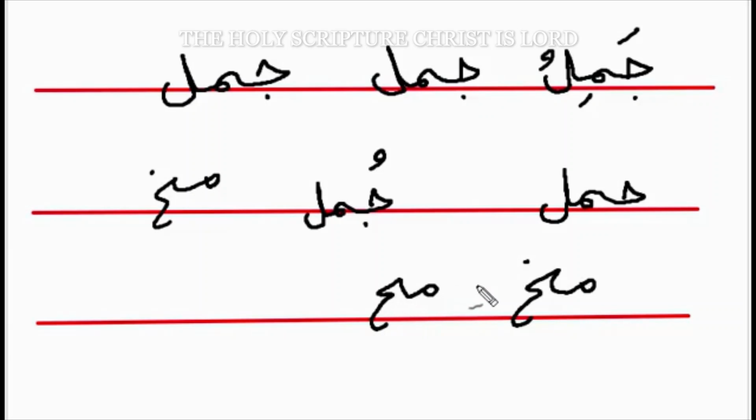If you miss it, people won't understand. This is a different word. Let's come in with the word where the letter Jim or Ha or Kha is in the middle. Mujib. Mujib means he answers. Look at the Jim, how it's written.